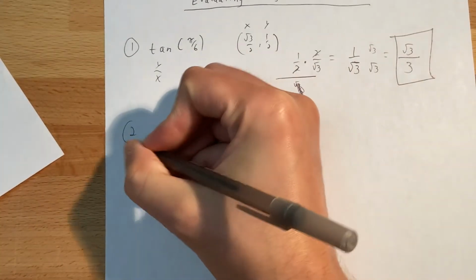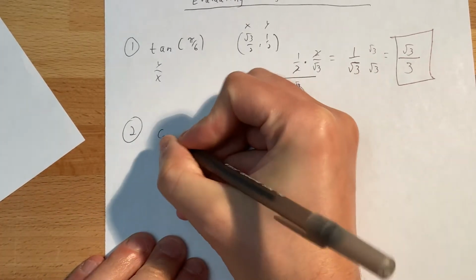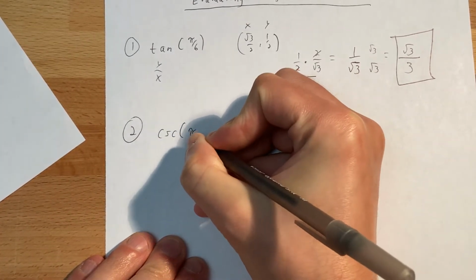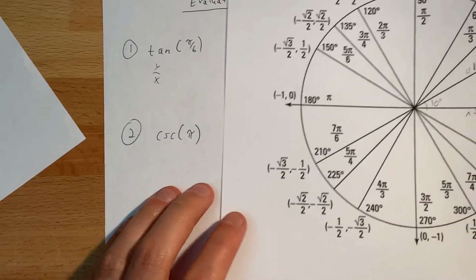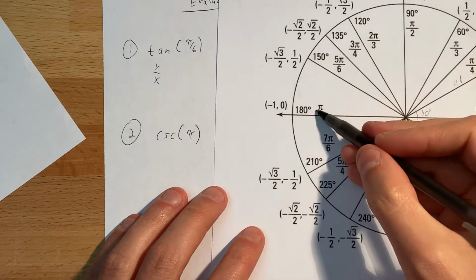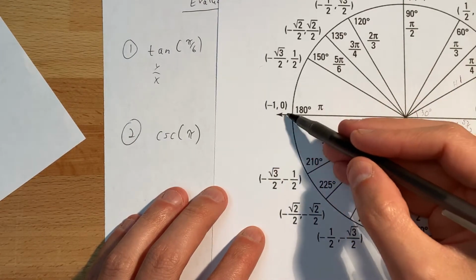Number 2. Let us go on to the cosecant of pi. So, just like before, you're going to look over here at pi. That's the ordered pair, -1, comma 0.